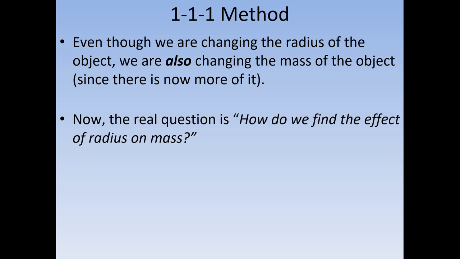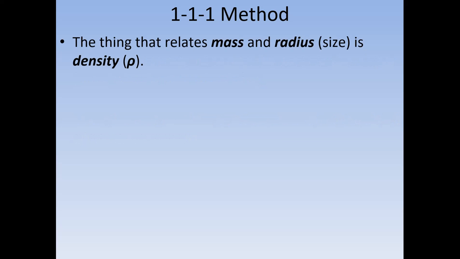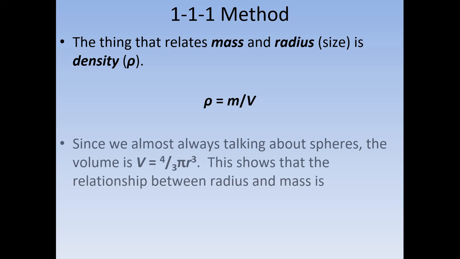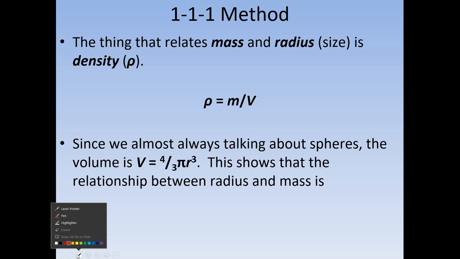So what we're going to do is use density. We know that density is equal to mass divided by volume, right? And we also know that for most of the objects that we're talking about, at least, the volume of a sphere is given by the equation 4/3 pi r cubed. Now, I don't really care about this 4/3 pi part. What I care about is that V is going to be related to r cubed.